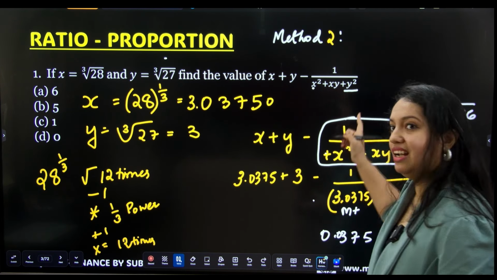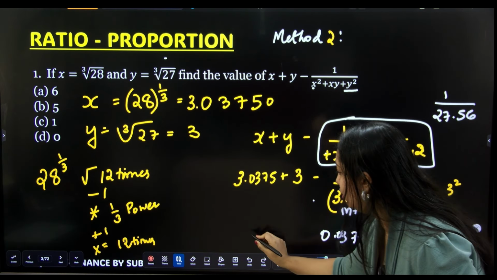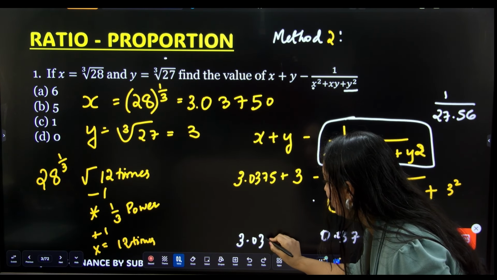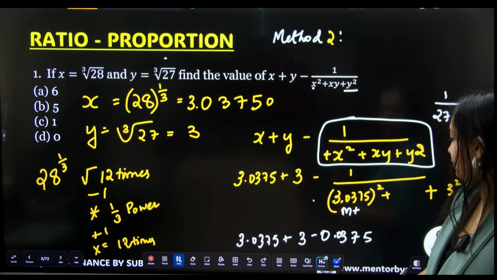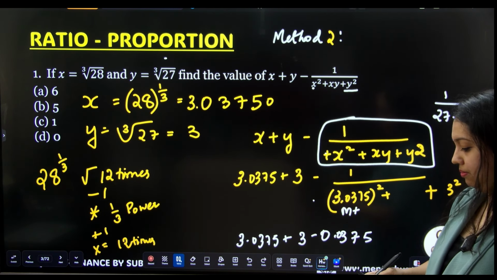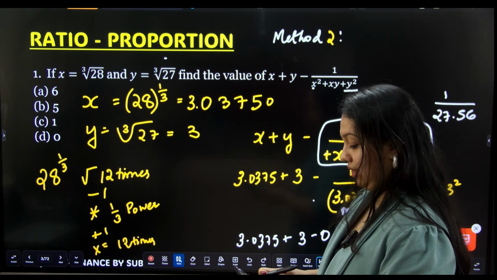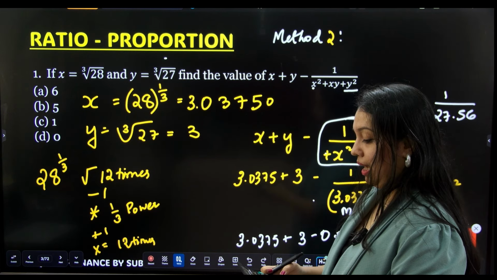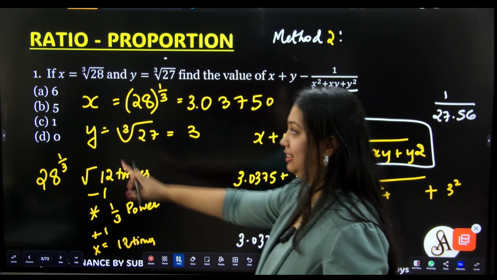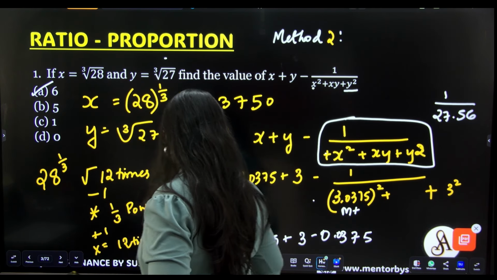Now, let's replace the values. 3.0375 plus 3 minus 0.0375. Do the calculation. I'm getting the value as exactly 6, which is option A.